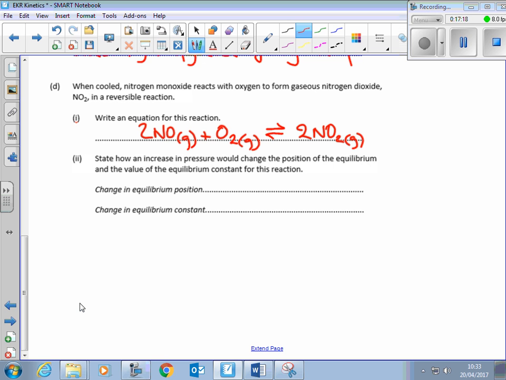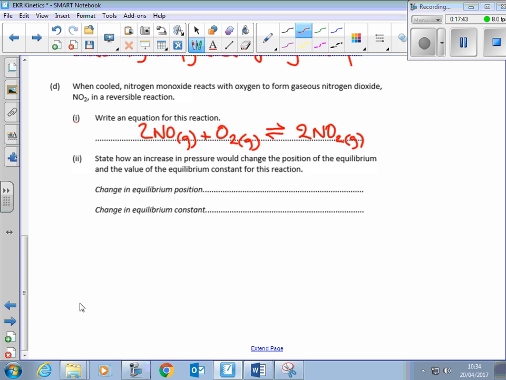Okay, you've got an equilibrium. If you put it under pressure, the equilibrium will move to try and reduce that. And the easiest way to reduce it with a gas is to have fewer particles. And you've got fewer particles on the right. You've only got 2, whereas you've got 3 on the left. So it moves towards the right. That reduces the number of gas molecules there are, so it will reduce the pressure.